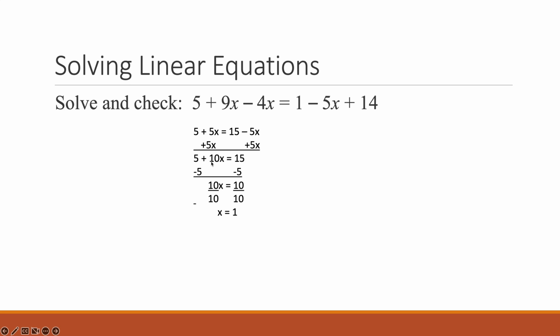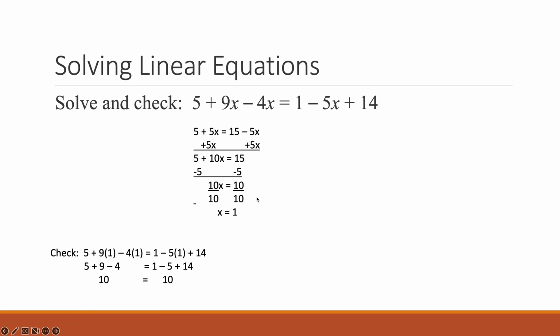That gives me 10x's. Then this 5 here is positive, peeking in front. I don't care about this plus afterwards. I only care about what's in front. In front is the unwritten positive sign. So I do minus 5 and minus 5. That gives me 10x is 10. Dividing by 10, x is equal to 1.